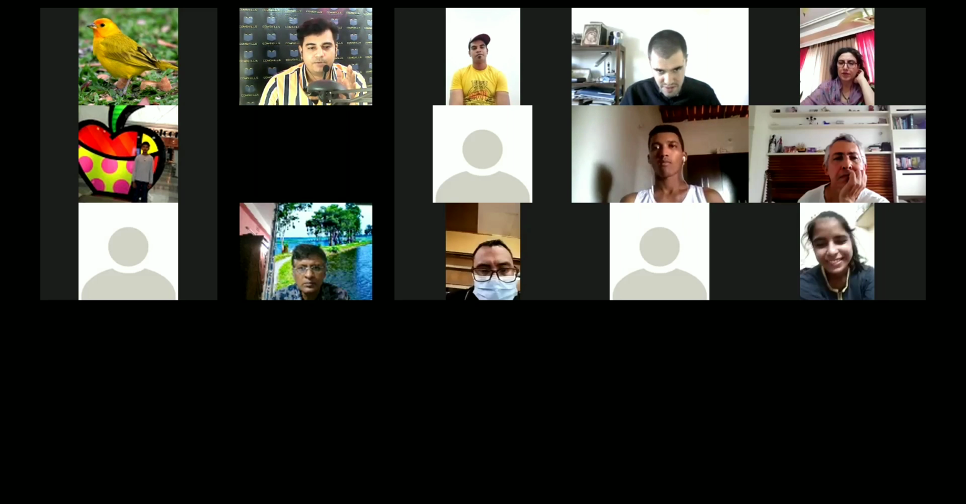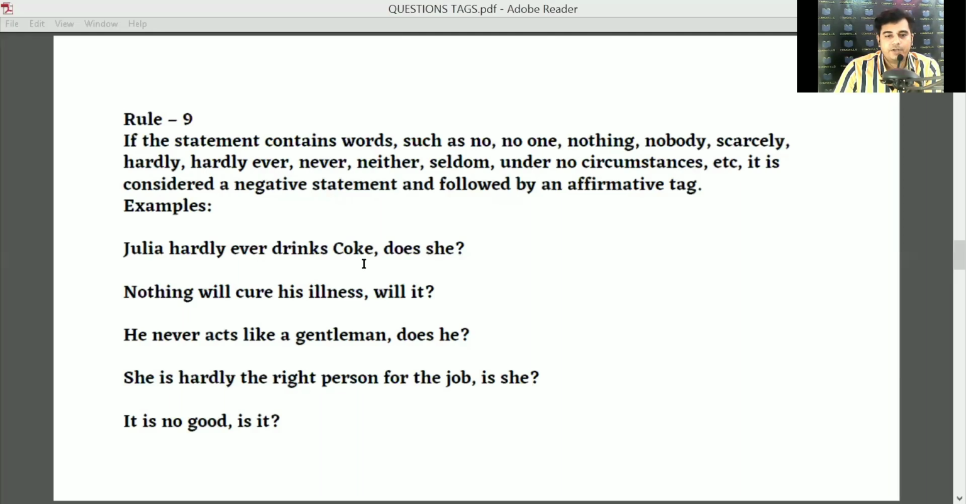There were some examples, like: Nothing will cure his illness. Will it? So will is there. Let me share it once again. Julia hardly ever drinks Coke. Does she? It's present indefinite. Nothing will cure his illness. Will it? He never acts like a gentleman. Does he? So all the rules are already there.